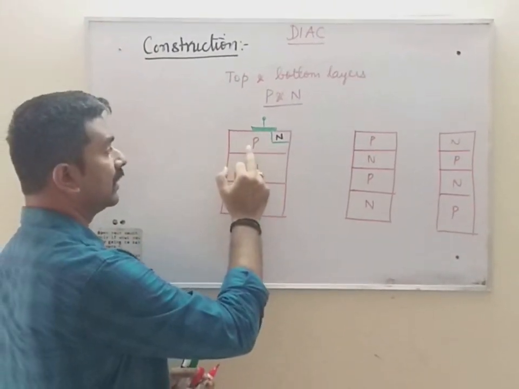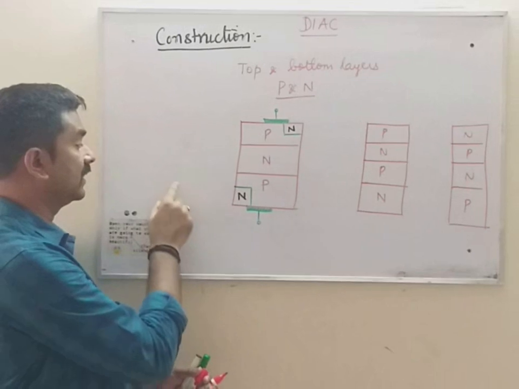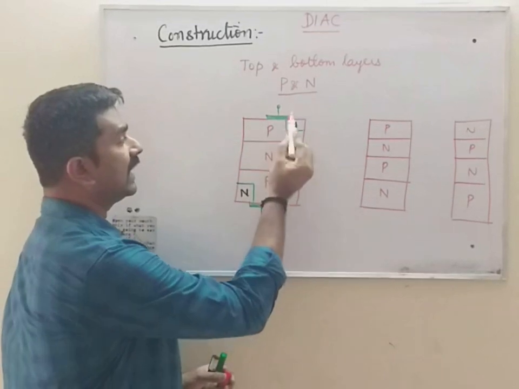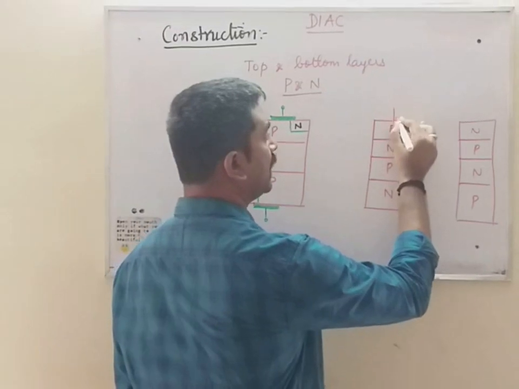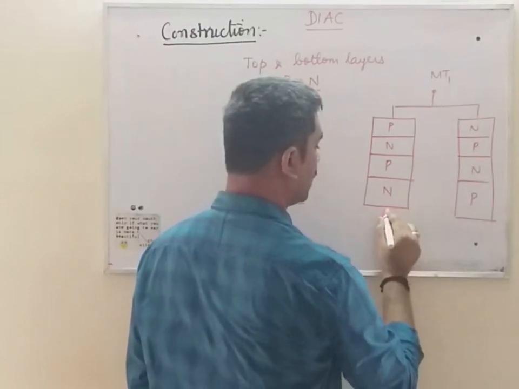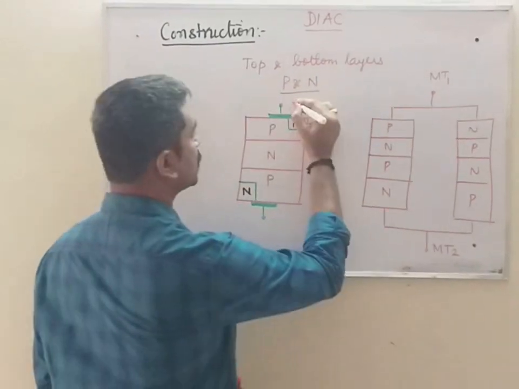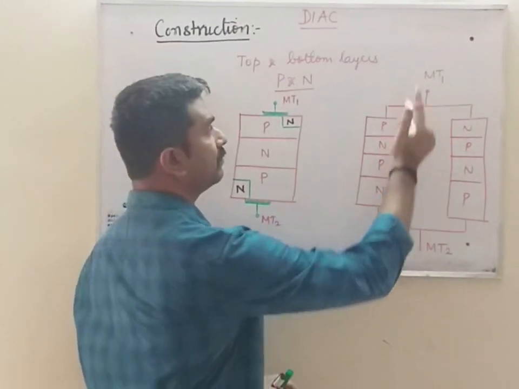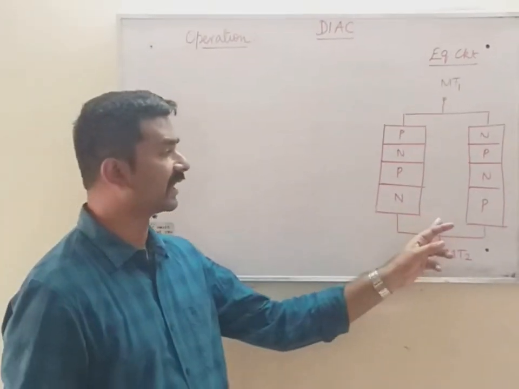Most importantly, when dealing with the features, we found that your DIAC is going to conduct current in both directions. So, you cannot name it as anode and cathode here. Instead, we give it the notation main terminal. The top terminal is designated as MT1, and the bottom terminal is taken as MT2. So, we will have MT1 here, MT2 here, and this being the equivalent circuit. We have got the equivalent circuit of DIAC.